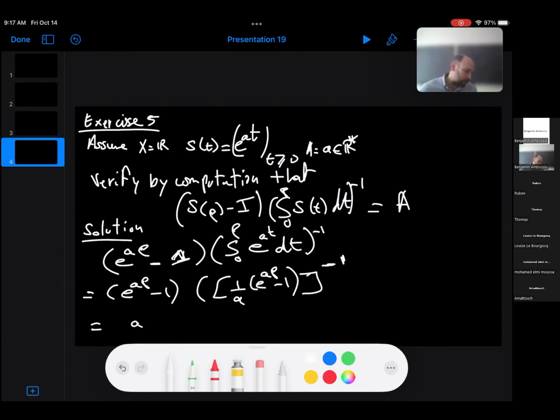So a simple computation here shows that the result is true. That's great, because if not, we were in trouble, because we already proved that for a much more general setting, much more general semigroups.